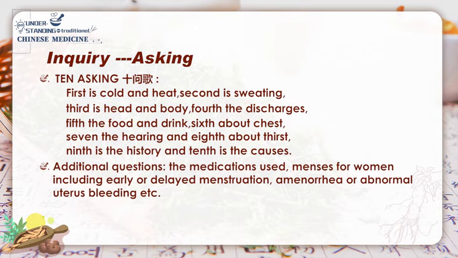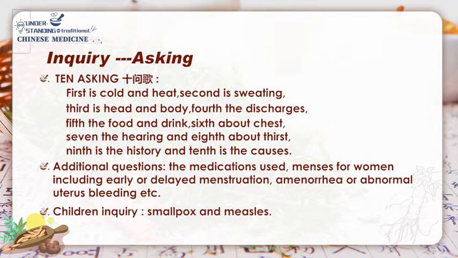Additional questions are the medications used. Matters for women, including early or delayed menstruation, amenorrhea or abnormal uterine bleeding, etc. And for children, inquiry about smallpox and measles. For convenience, we can find that among all major areas, the first mentioned asking is cold and heat.